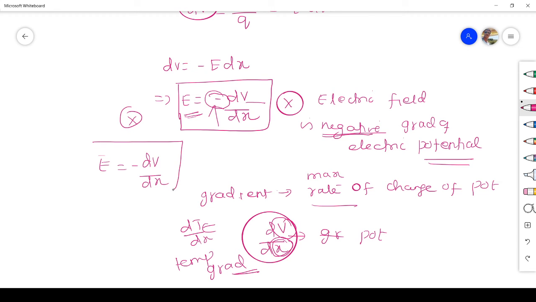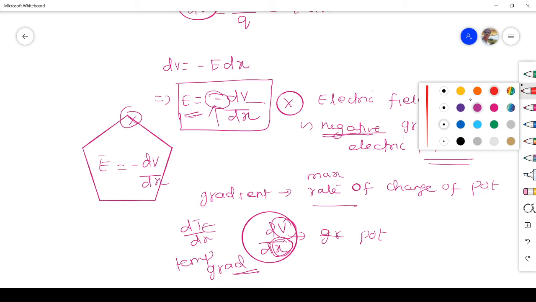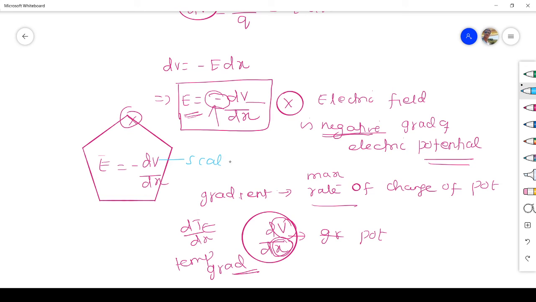Why do I need this relation? We know that it is easy to work with potential, right? Why is it easy to work with potential? Because potential is a scalar, whereas electric field is a vector, right? So this relates both quantities, a scalar quantity with respect to a vector quantity. It is easy to work with the scalar, but I need an equivalent version of the vector. That is what the potential gradient is giving. This is a very important relation.